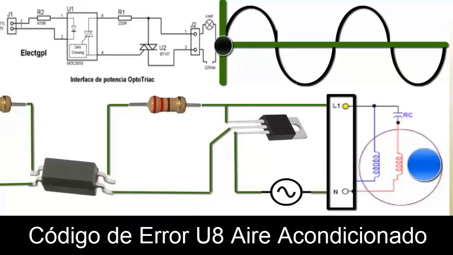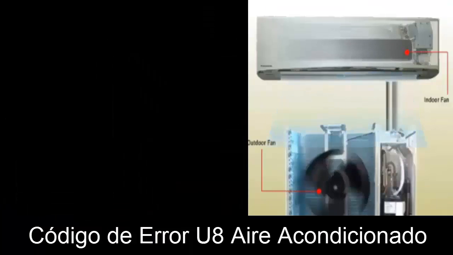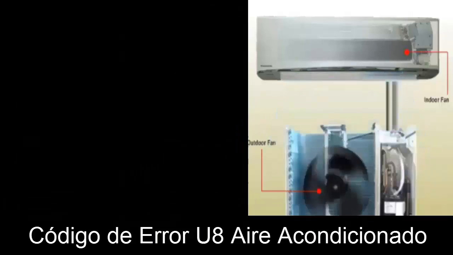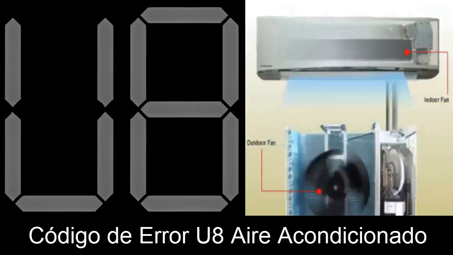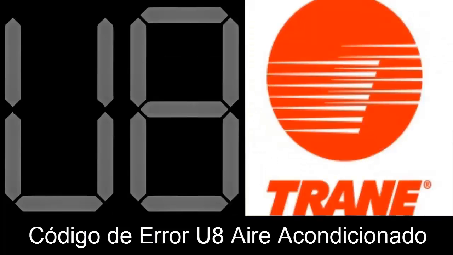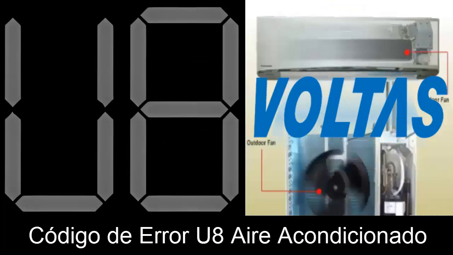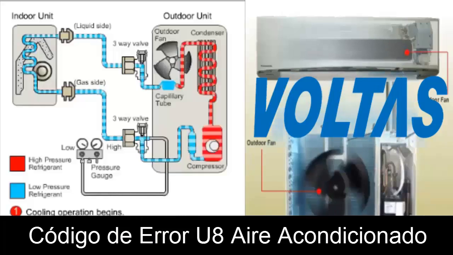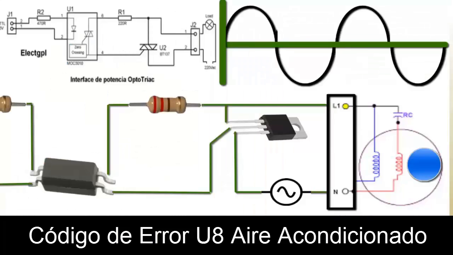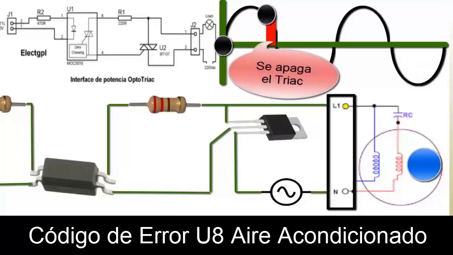It is important to mention that many brands associate the U8 code with issues in the indoor fan and the zero crossing signal that activates it. For example, some models from Mirage, Trane, Sharp, Voltas, and other manufacturers. When there are problems with the zero crossing signal, the U8 error code is generated. This issue can be complex to solve, but here are some recommended steps to address it.